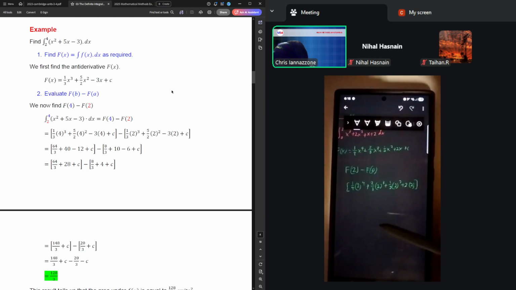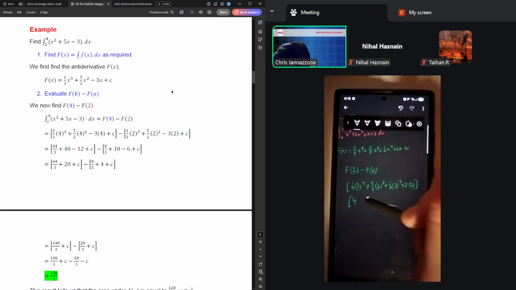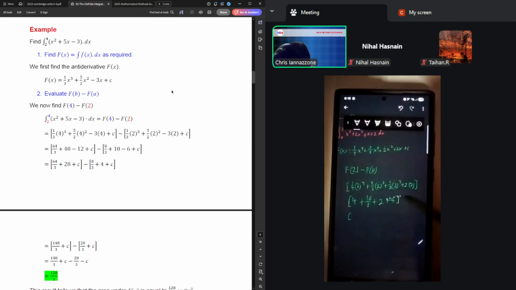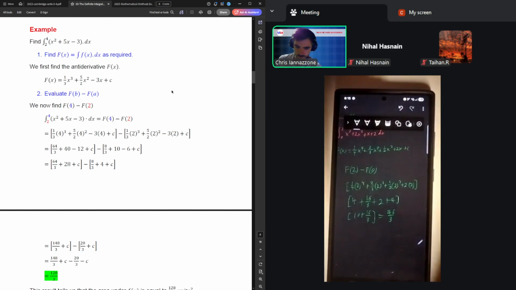Okay, 2, 4, 8, 16. 16 on 4, that's 4. 2, 4, 8. 16 on 3. That just goes back to being 2. And 4. 8, 9, 10. Plus 16 on 3. 30, 46 on... Actually, this should be simplifiable. No, it's not. Yeah, 46 on 3 is it.